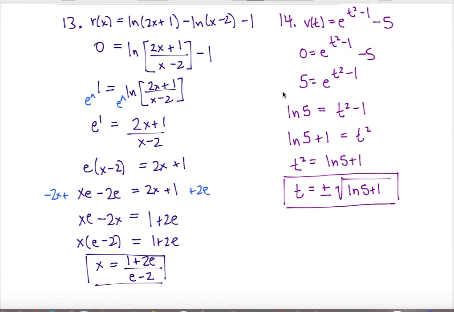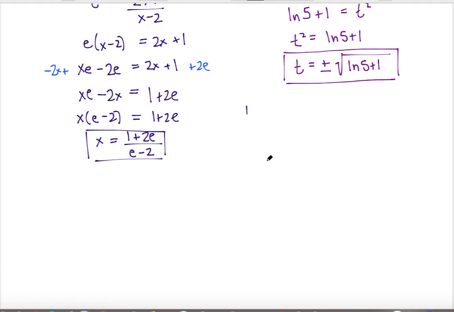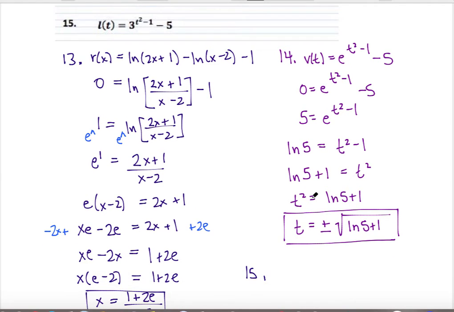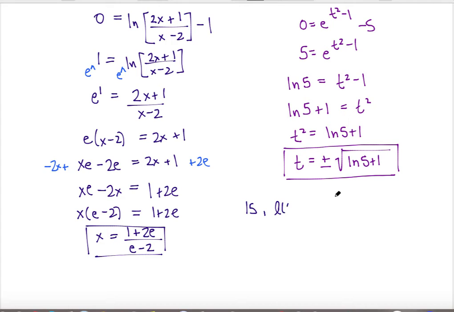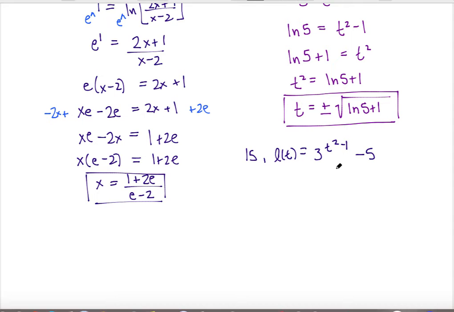Finally, for number 15, we have the function L of t, and that is equal to 3 raised to the t squared minus 1 minus 5. So again, I'm going to make my function equal to 0, so 3 raised to the t squared minus 1 minus 5 is equal to 0. I'm going to move my 5 over, because now I'm trying to solve for t. So that's 5 equals 3 raised to the t squared minus 1.